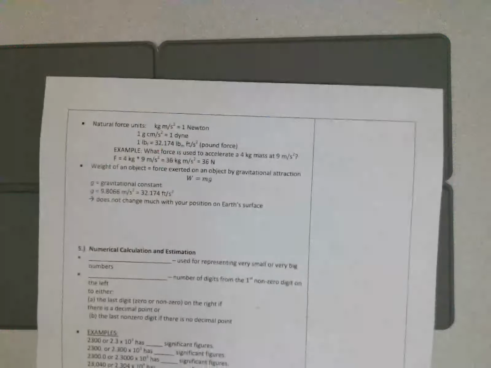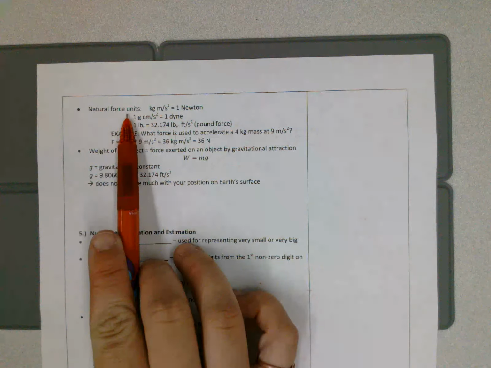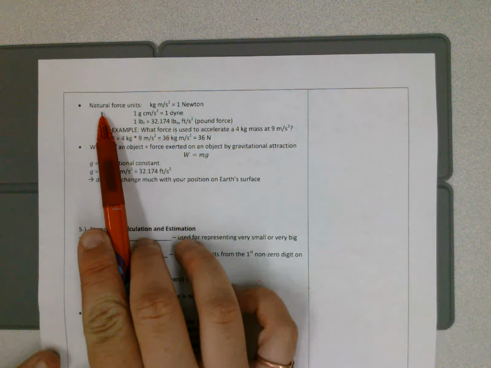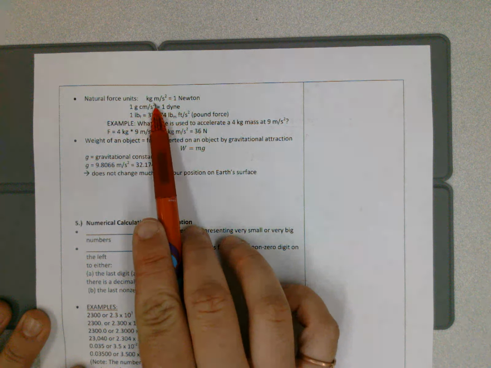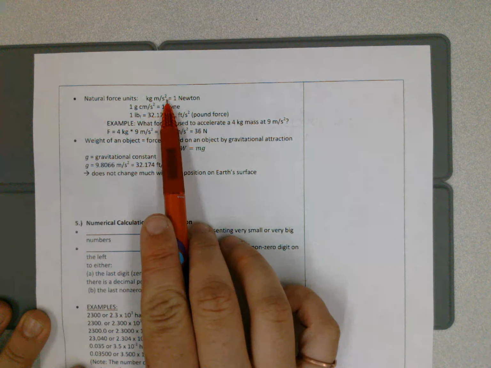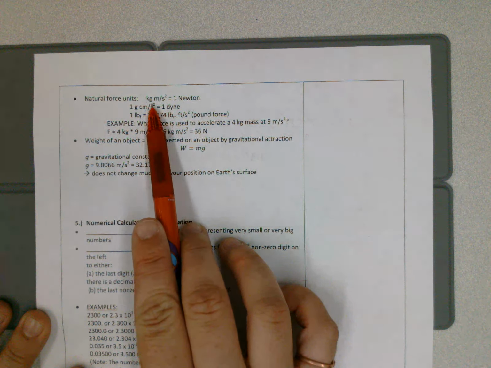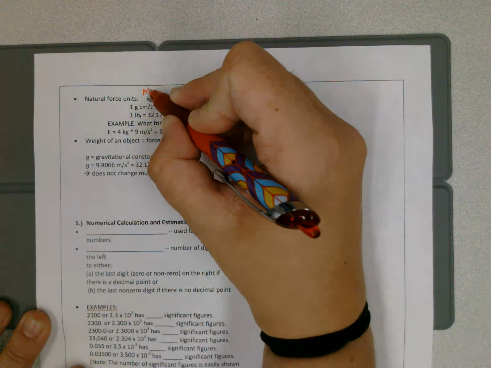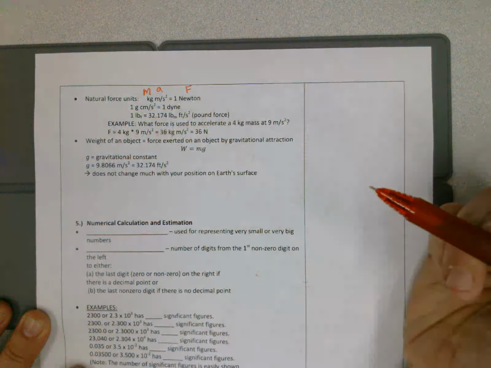Let's flip on over. Natural forces, not normal, because normal is something different, have that unit of 1 Newton, which is the same as 1 kilogram meter per second squared, right? So that's taking the units of mass and multiplying them by the units of acceleration to get a force.